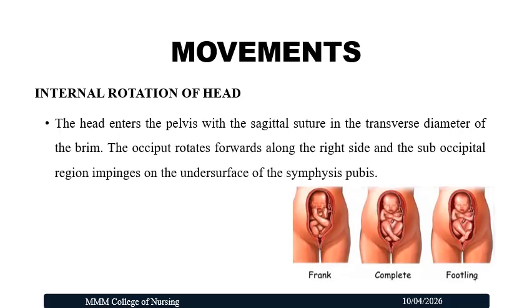Internal rotation of the head. Here, the head enters the pelvis with the sagittal suture in the transverse diameter of the brim. So, the occiput rotates forward along the right side and the suboccipital region impinges on the undersurface of the symphysis pubis.